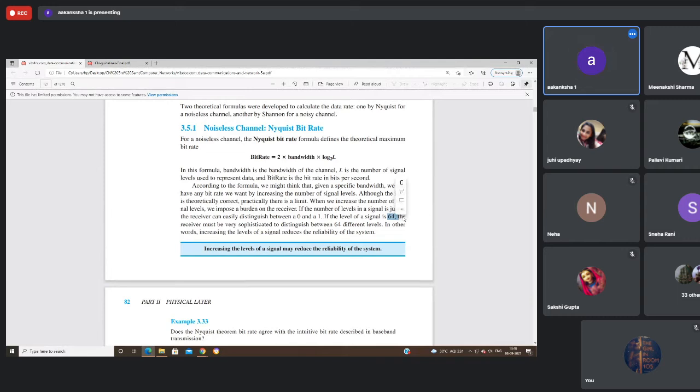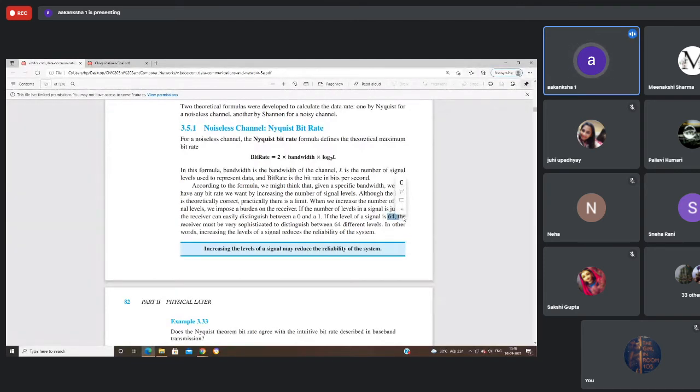But this is a theoretical thing, okay? So suppose I become very greedy and I say I can increase my signal levels up to 128 or 256, I can increase the bit rate, and on the same bandwidth I will have more data rate. No, you cannot achieve more bit rate. This is just the theoretical part. But see the hardware part, the physical implication or the practical part.